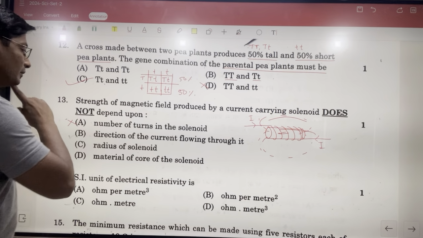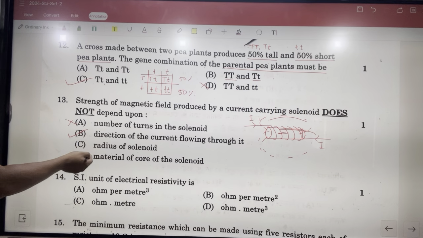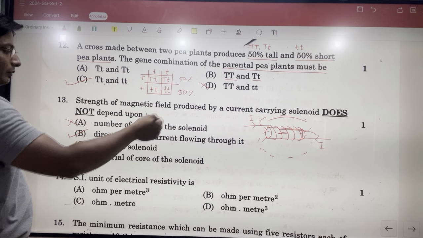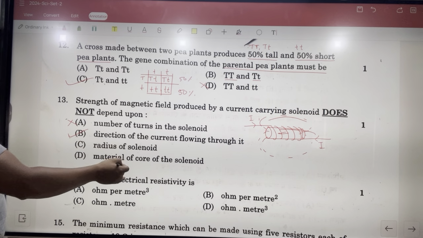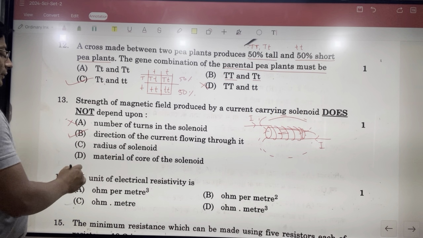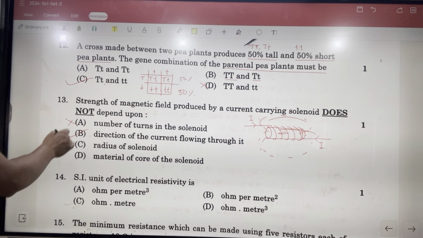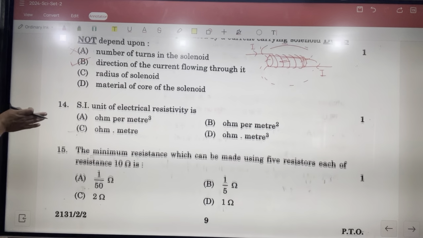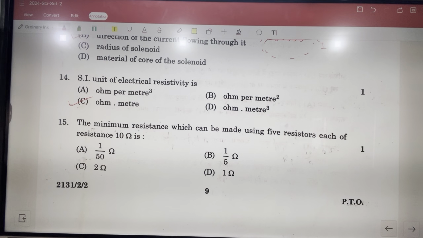So therefore this statement is actually the correct option to be selected, because other options depend upon the field produced. So radius of the solenoid also will decide the strength of the field, then material of the core of the solenoid will also decide the field. So therefore these cannot be selected. So therefore the only option is B. Fine. Then SI unit of electrical resistivity is ohm meter. So very simple question. So it is just ohm meter.